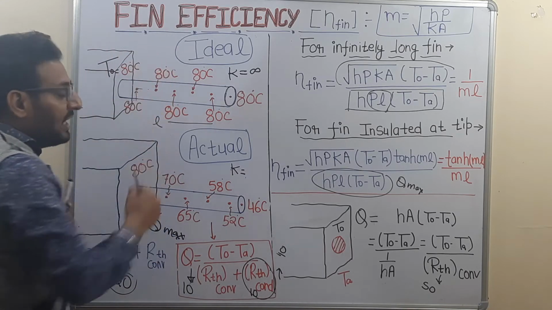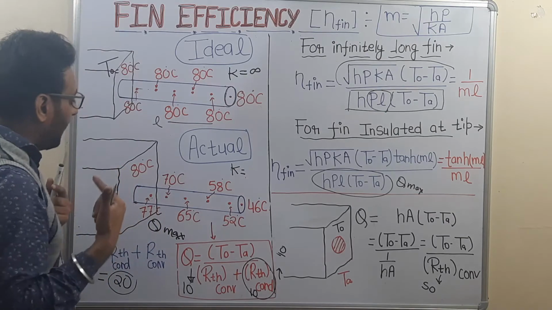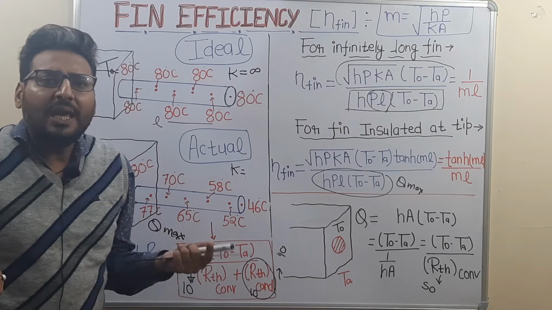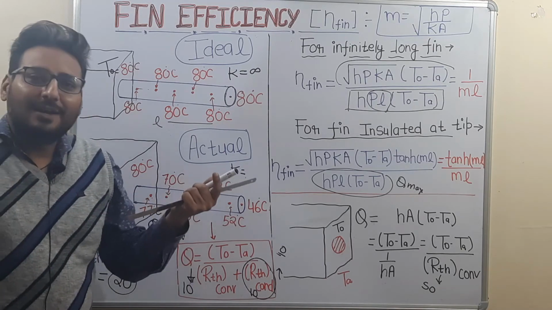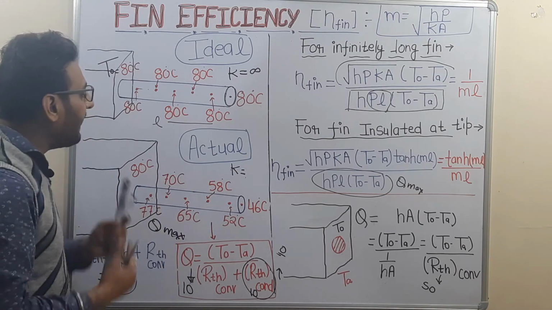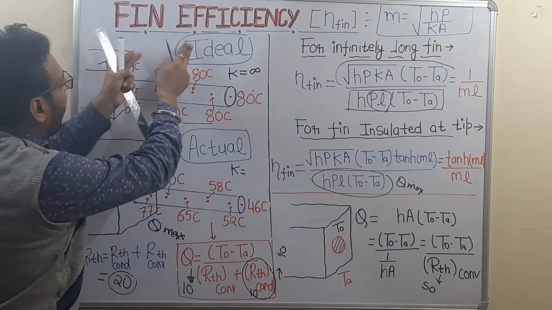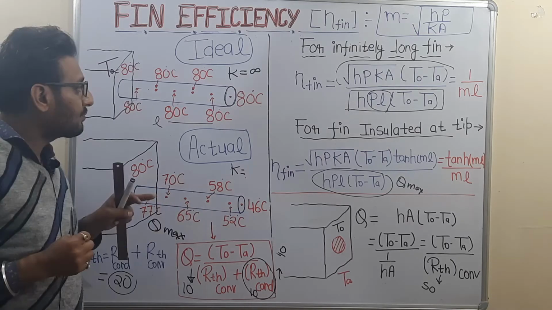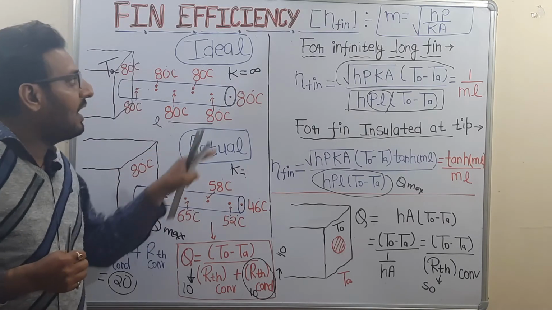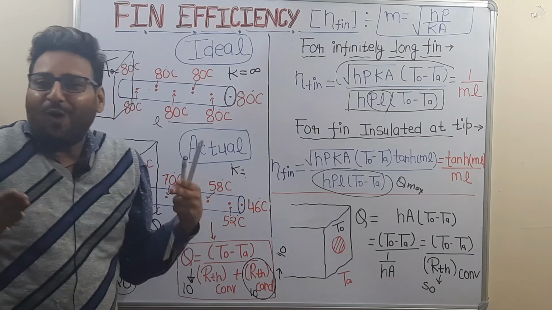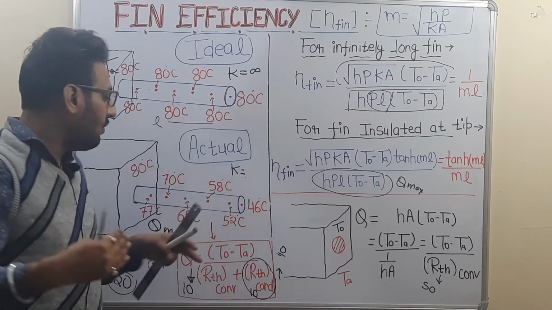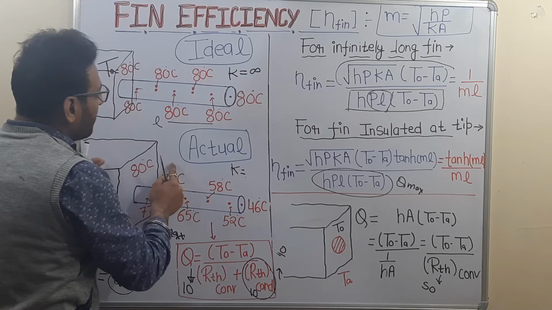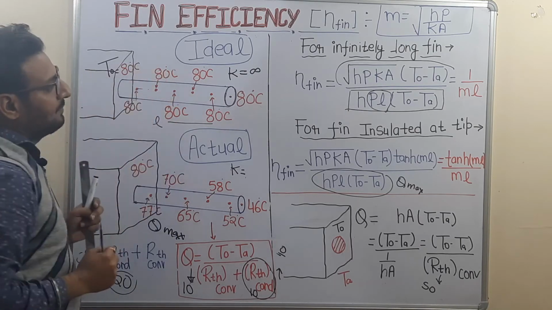So we need to compare our actual heat transfer rate with this ideal condition. What we are doing in the expression of the efficiency of the fin is comparing this actual case with this ideal case. In this way we can determine how efficient we are. So from the formula of the efficiency of the fin, we basically compare our actual system to this ideal system.